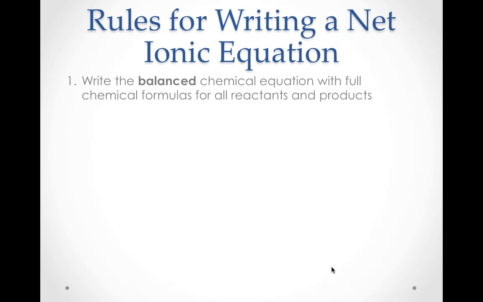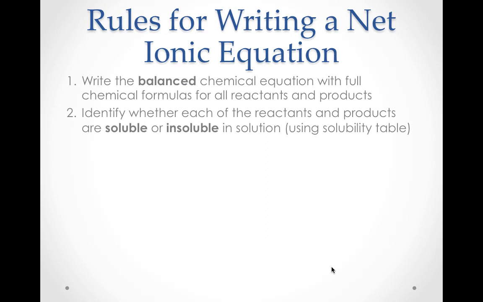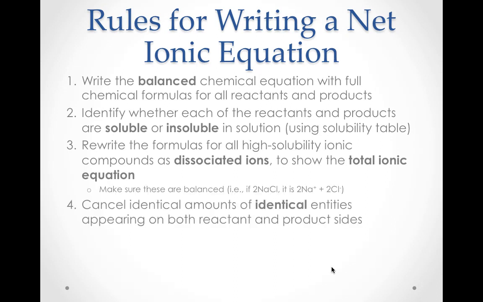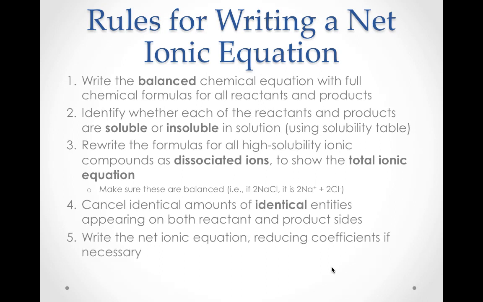So our rules for writing a net ionic equation: we need to start off with our balanced chemical equation. From there, we need to identify whether the reactants and products are soluble or insoluble, and we're going to use our solubility table to do that. From there, we're going to rewrite the formulas of all highly soluble ionic compounds, anything that's aq, as dissociated ions, and that will give us a total ionic equation. From there, we're going to cancel any of the identical entities out, so we're going to get rid of our spectator ions, and then just rewrite it with what's left over. That will give us a net ionic equation.